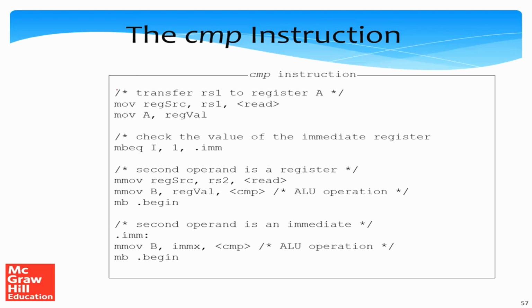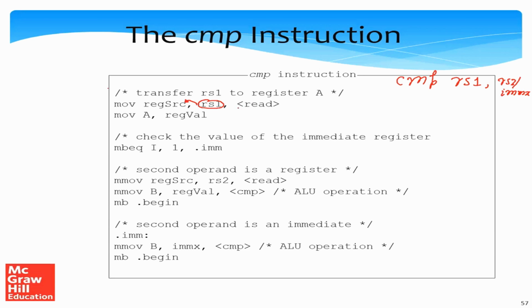So the compare instruction, same thing. Recall that it does not have a destination, it has 2 sources. A compare instruction is always of the form, it has one source in RS1. The second source can either be RS2 or it can be an immediate, IMX. So let's first read RS1. So we transfer the contents of RS1 to reg source, right? So the ID of what needs to be read.